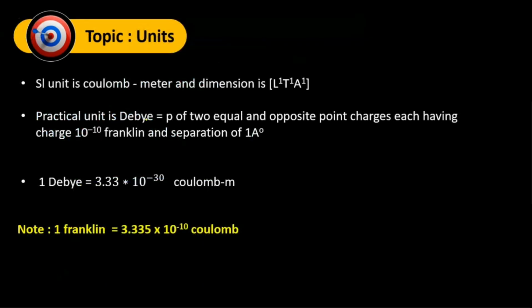Remember this. Units. Its SI unit is coulomb meters, that is C m, and its dimension is LTA. Also, it has some practical units. The unit which we sometimes use is called the debye, and it is defined as when two equal and opposite point charges having charge 10 to the power minus 9 franklin are at a separation of 1 angstrom. 1 angstrom is equal to 10 to the power minus 10 meters. 1 debye is also equal to 3.33 times 10 to the power minus 30 coulomb meters. This is again a little important. Always remember what 1 franklin is. 1 franklin is equal to 3.335 times 10 to the power minus 10 coulombs.